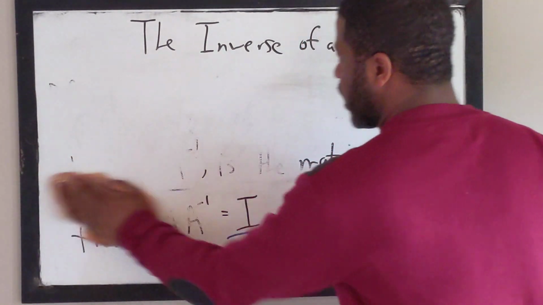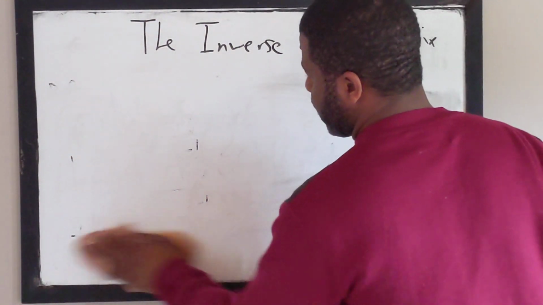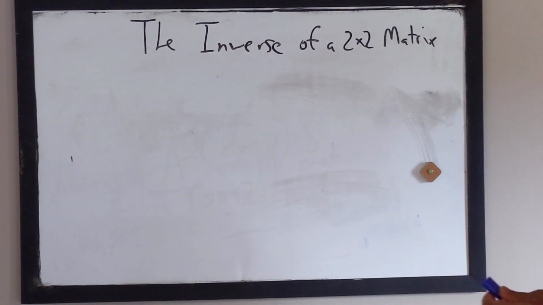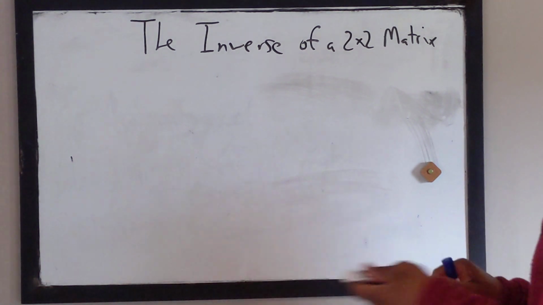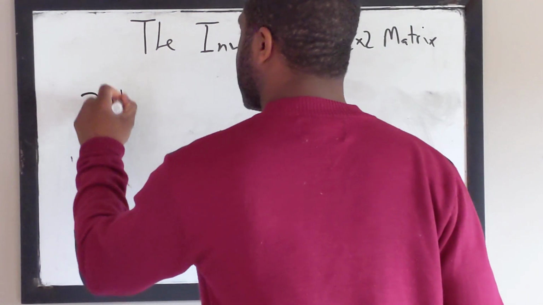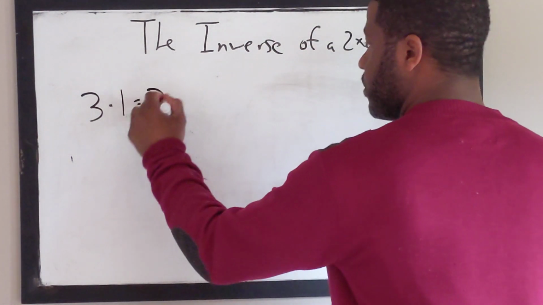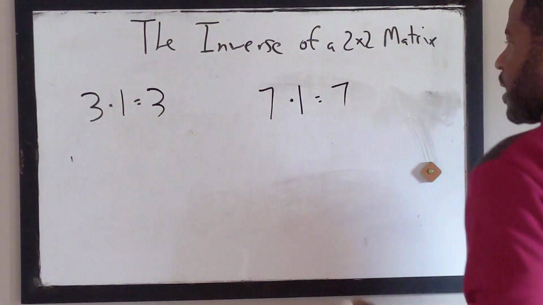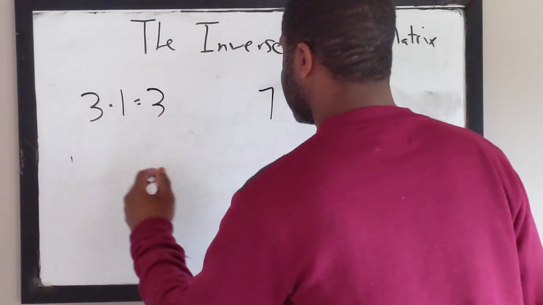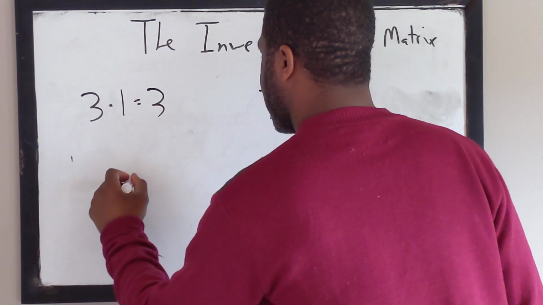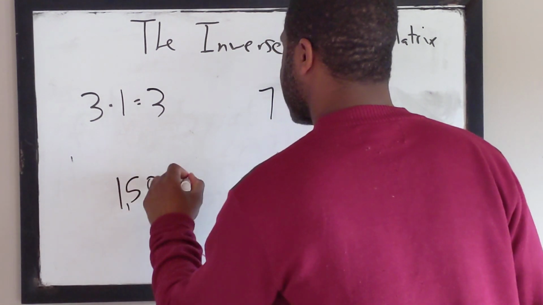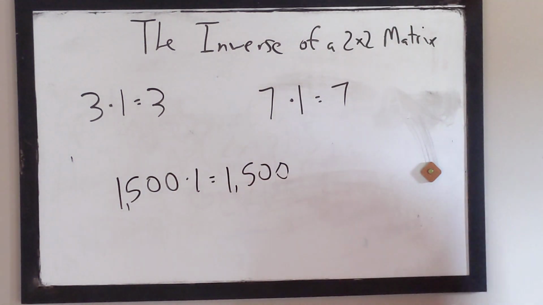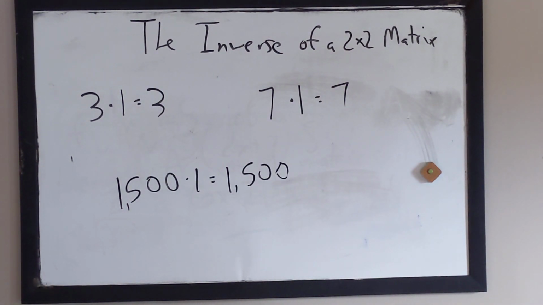One of the very first things we learn in mathematics is that you can multiply any number times 1 and get that original number. It doesn't matter. 3 times 1 is 3. 7 times 1 is 7. 1,500 times 1 is still equal to 1,500. It's one of the very first things that we learn.